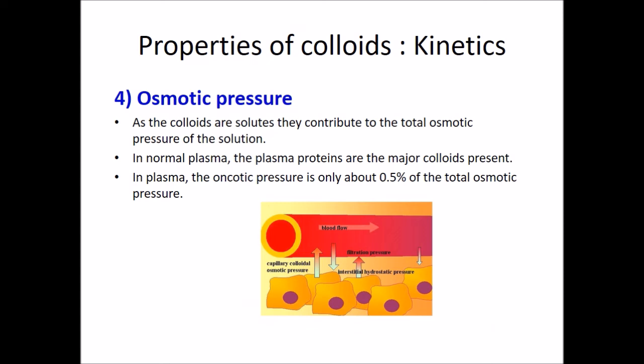So the fourth kinetic property of colloid is osmotic pressure. As colloids are solutes, they can contribute to the total osmotic pressure of a solution. In plasma, the plasma proteins are the major colloid particles present. In plasma, the oncotic pressure is only about 0.5% of the total osmotic pressure. However, the 0.5% is enough to keep the blood inside the vascular system.